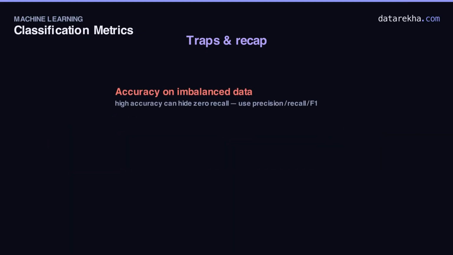Trap 1. The one we opened with, on imbalanced data, accuracy lies. 95% can mean you caught nothing. When a class is rare, trust precision, recall, and F1 instead. Trap 2. Swapping the denominators. Precision divides by what you predicted positive, the column. Recall by what was actually positive, the row. Condition on the prediction or on the truth.